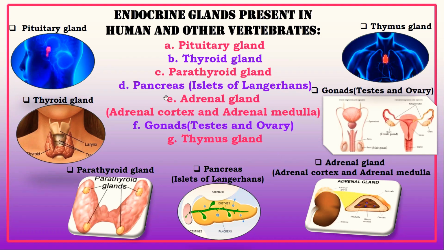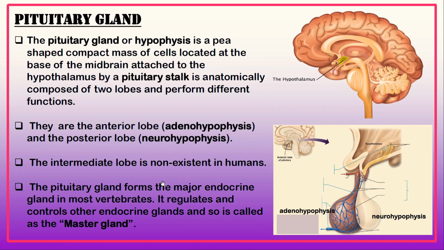Endocrine glands present in human bodies and other vertebrates. The first one is called the pituitary gland. The pituitary gland is present in our skull. Then the thyroid gland in the neck region, the parathyroid gland along with the thyroid gland, the pancreas which is in our abdomen, the adrenal gland above our kidneys, the gonads which are present in the reproductive organs, and the thymus. So these are the endocrine glands present in the human body and other vertebrates.